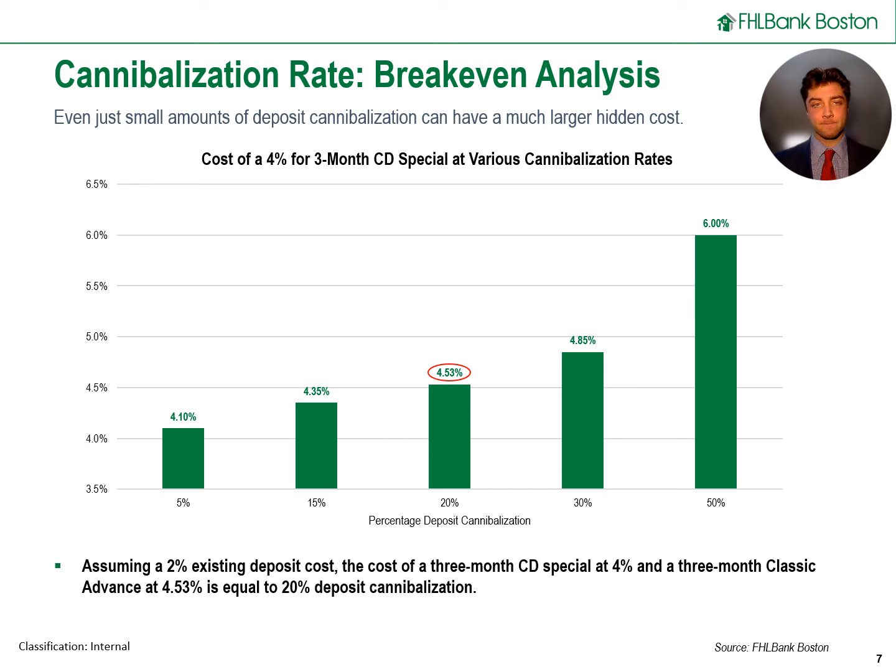In this example, at an institution with 2% cost of funds, the break-even rate between a 3-month CD special at 4% and a 3-month classic advance at 4.53% is just 20% deposit cannibalization. Of note is how devastating the high levels of deposit cannibalization are. At 30% deposit cannibalization, the CD special costs 85 basis points more than sticker price, and at 50%, the marginal cost is 6%, 200 basis points above the 4% sticker price.